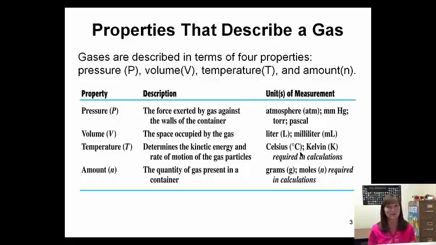But I do want you to know that temperature does need to be in Kelvin for any gas law calculation. Here is the amount of the gas, which defines the quantity of gas present in the container. You can describe how much gas you have by telling me how many grams. More often we talk about how many moles.